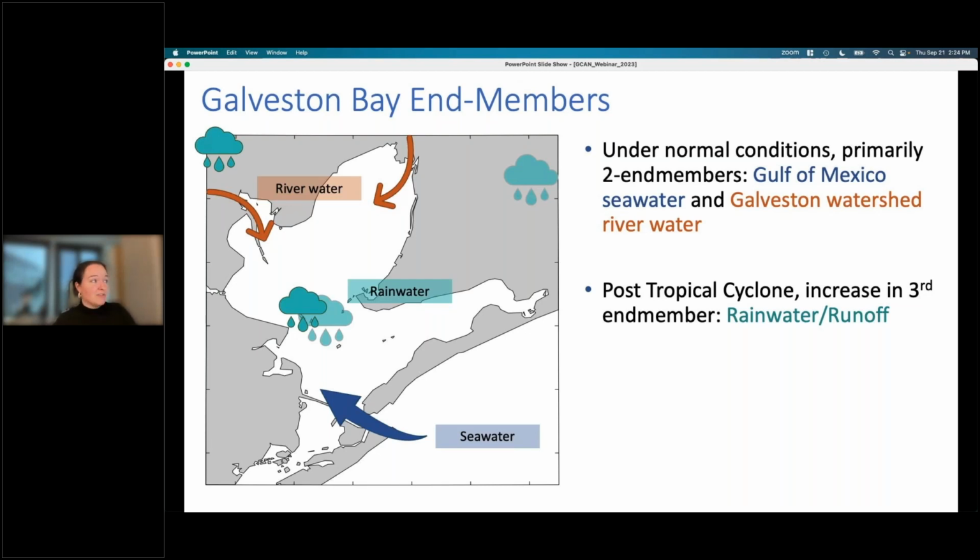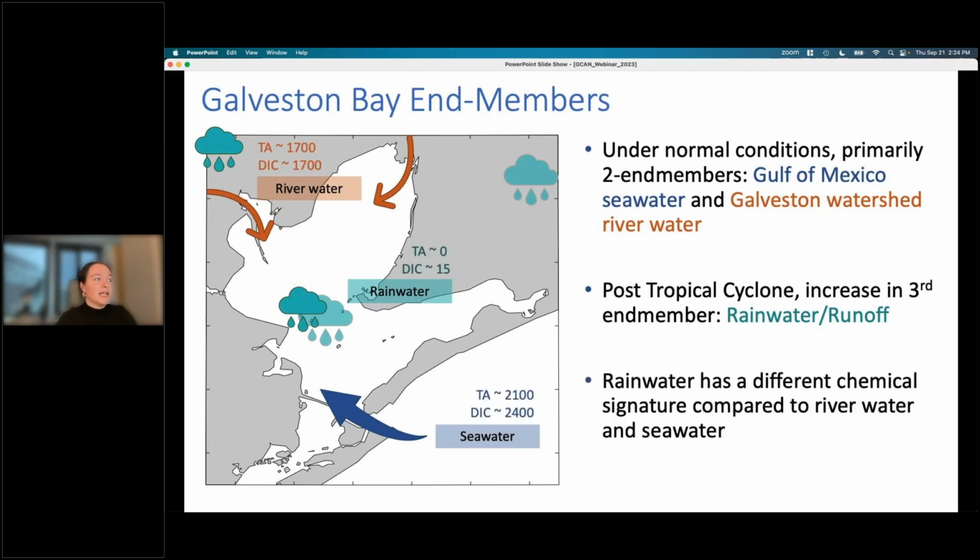These three end members have distinct carbonate chemistry signals that allow us to apply mixing calculations for the different end members. Rainwater has almost no alkalinity and very low DIC given the lack of rock weathering reactions that often give high alkalinity values to our river systems. Whereas for the river water, we calculated end member values of around 1700 for both TA and DIC utilizing those salinity regression relationships. Incoming Gulf of Mexico seawater, again, has higher alkalinity and DIC than river water and is generally centered around 2100 to 2400 for the incoming regions in the Gulf of Mexico.